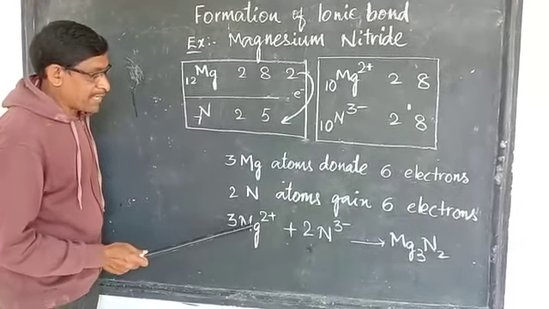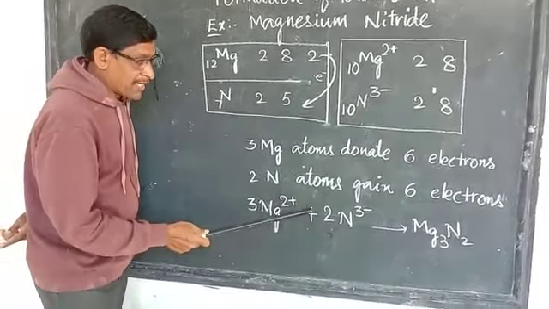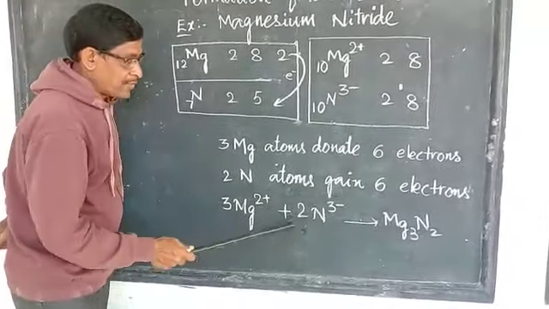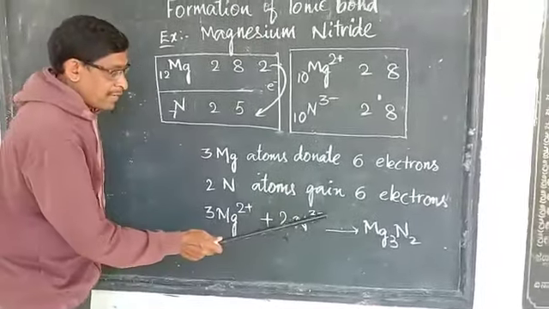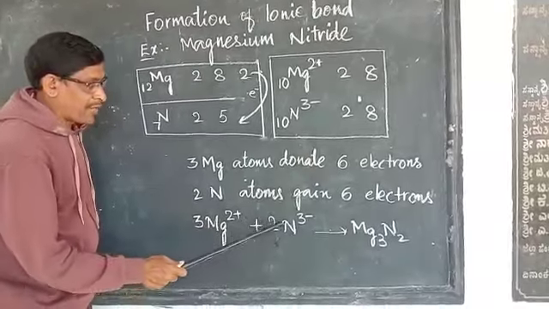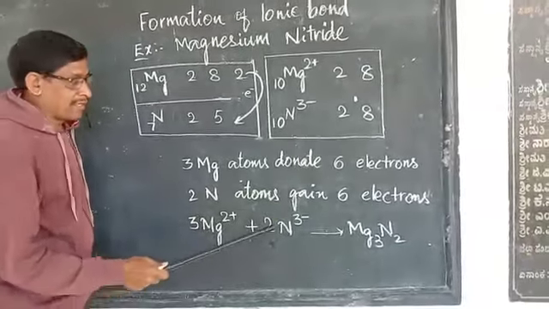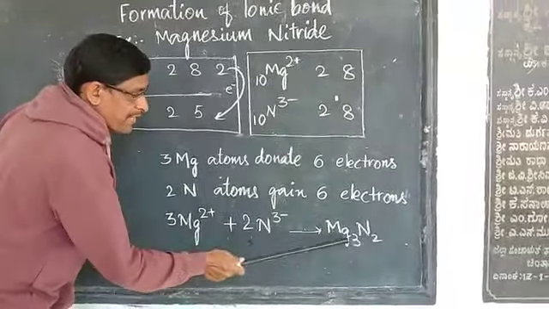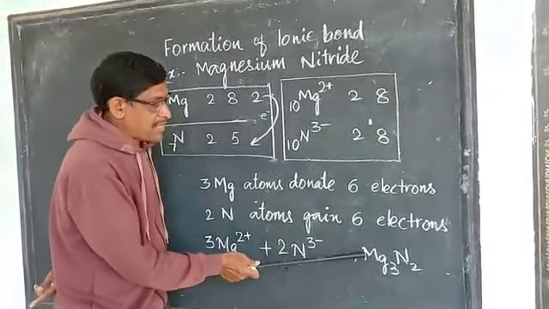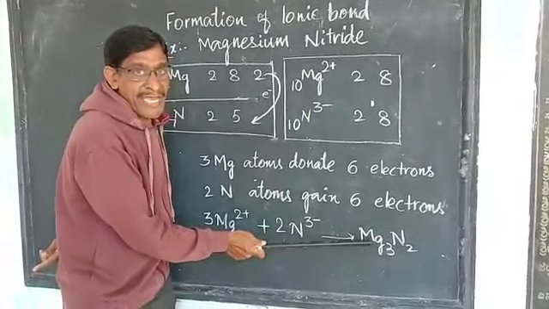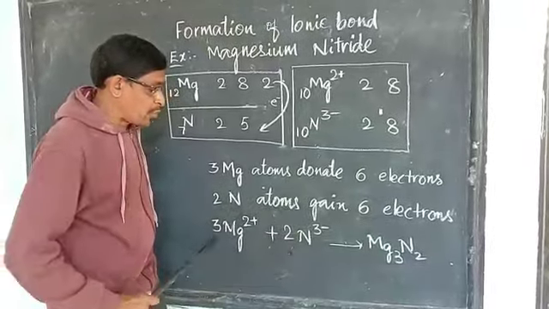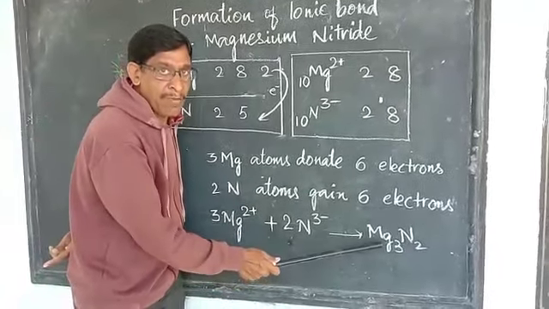So 3 magnesium ions react with how many nitrogen ions? 2 nitrogen ions. 2 nitrogen ions are here. Both, 3 magnesium ions and 2 nitrogen ions, react together and give Mg3N2. This Mg3N2 is magnesium nitride. It is an ionic compound. This kind of bond between 2 ions is called an ionic bond.